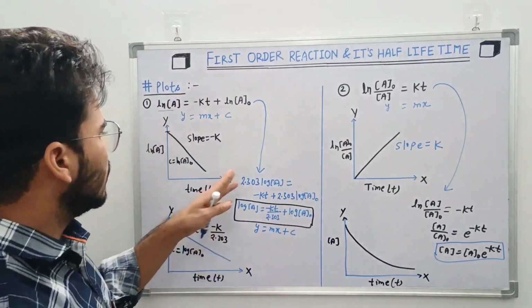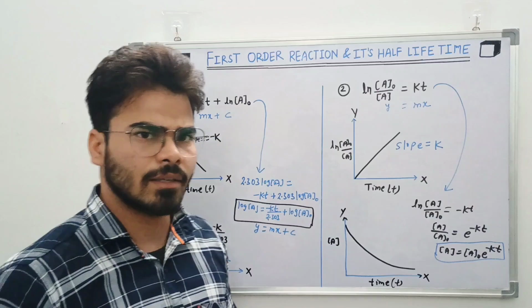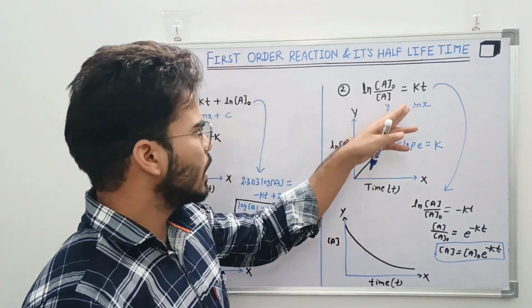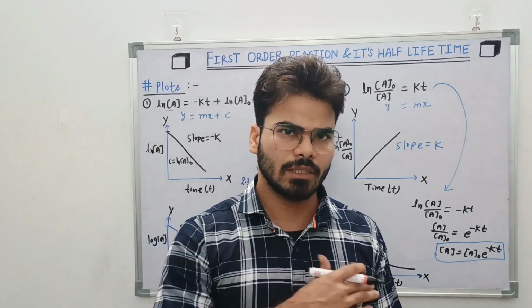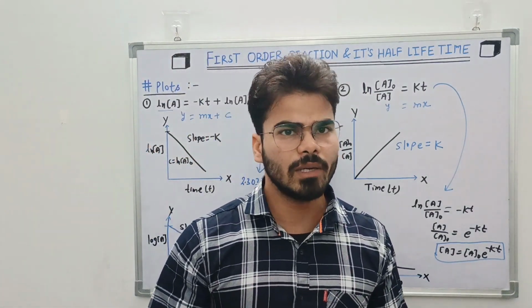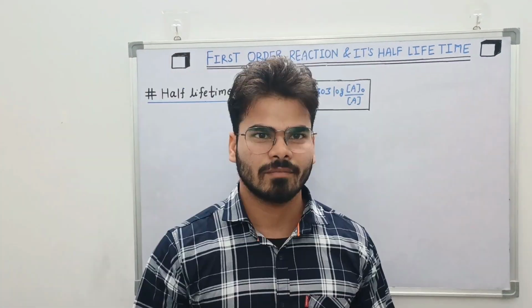So using these different graphs, you can solve questions where you are asked to derive the rate constant, time and different concentrations. We can calculate them using this graph. Now we will see the derivation for the half-life time for a first order reaction.